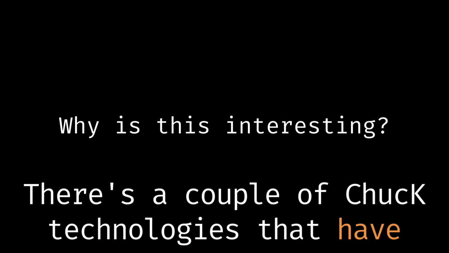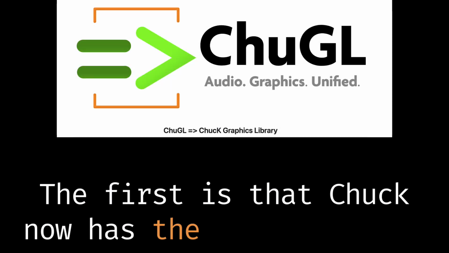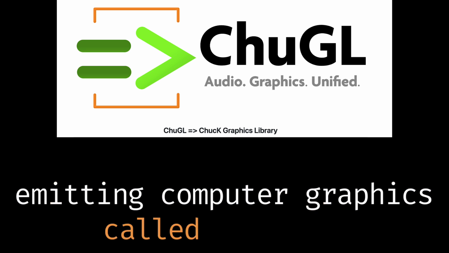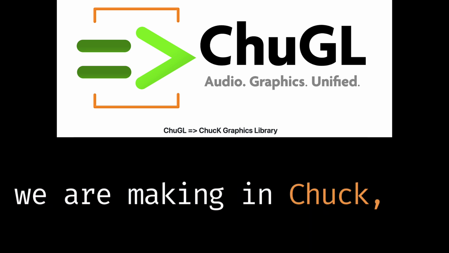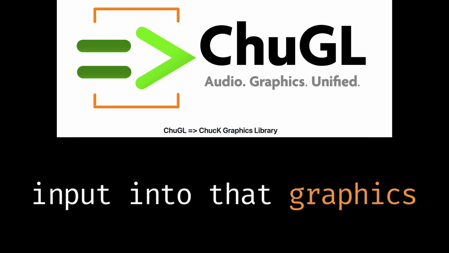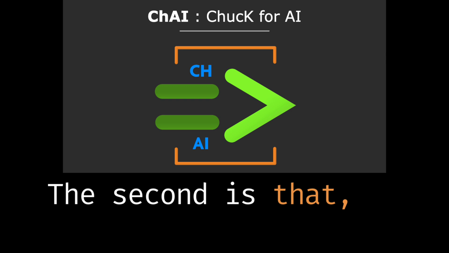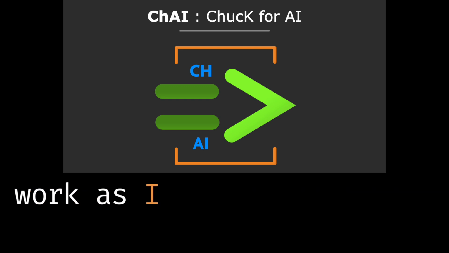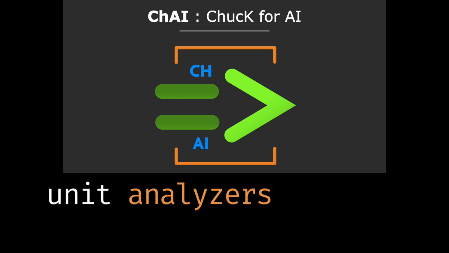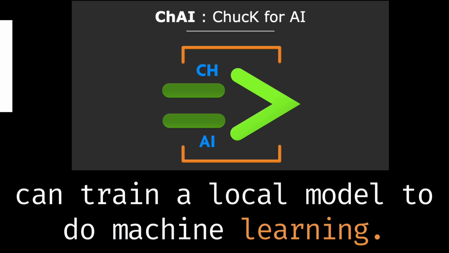Why is this interesting? There's a couple of ChucK technologies that have come online in the past couple of years that make it interesting. The first is that ChucK now has the capability of emitting computer graphics called ChucK. Theoretically, if we are able to analyze the sounds we are making in ChucK, we can also use them as an input into that graphics engine so that we can use sounds to control those graphics. The second is that, as mentioned earlier, there are new AI features in ChucK. The way that those work, as I understand it, is that we need to set up unit analyzers to feed data to ChucK such that it can train a local model to do machine learning.